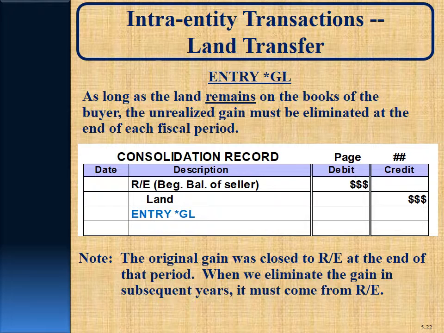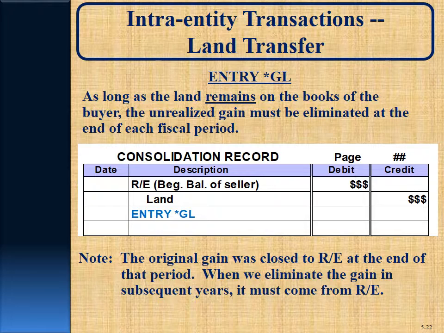Now, if you're sitting there going, I don't get that, well, think about what happens in the initial year of sale. Hastings is going to debit cash, credit land, and credit gain on sale of land. Right? So they're going to reduce their land by 60,000 and record a gain of 40,000. What is Patrick going to do? Patrick is going to debit land for 100,000 and credit cash.